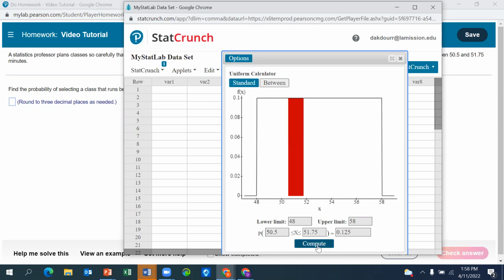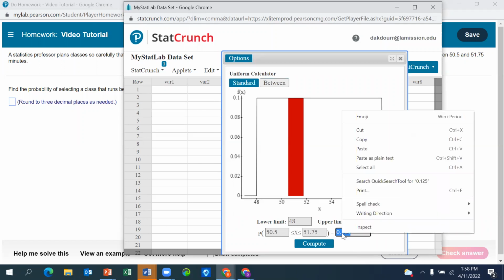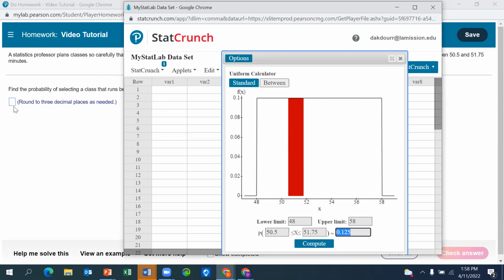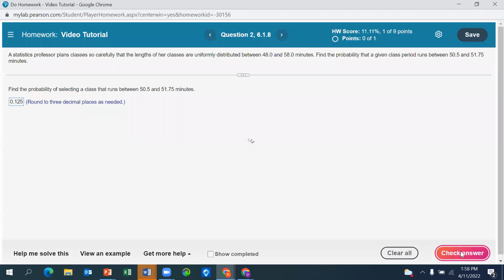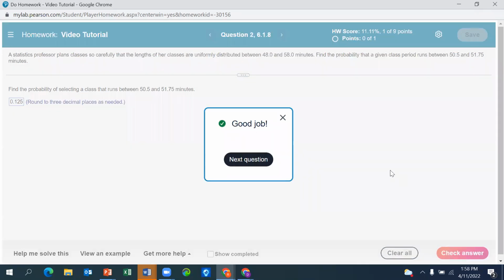And if you click on it, that should give you the probability right there. And there it is, it's between 50.5 and 51.75. And that is the shaded area. And the probability is 0.125. That is your answer. You choose this. They want 3 decimals, that's what we have. And there you have it. This is the way you find the probability using Statcrunch. Here we have uniform distribution.